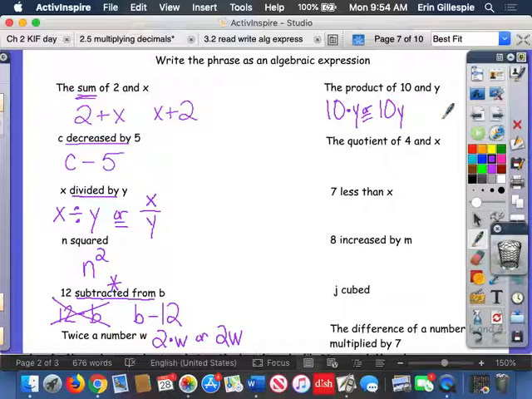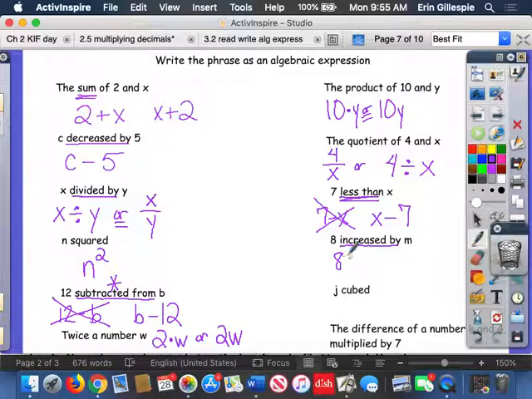The quotient of 4 and x. Quotient means division, so you can have the fraction 4 over x, or 4 divided by x. 7 less than x, that's the other tricky subtraction one, so it's not this. It is x minus 7. 8 increased by m means addition, so you could have 8 plus m, or m plus 8. J cubed means times itself 3 times, so an exponent of 3.